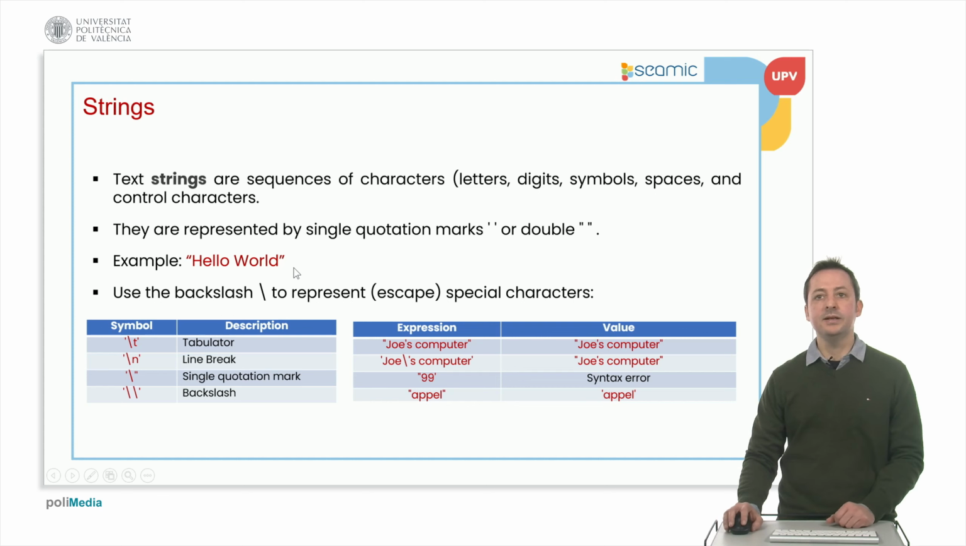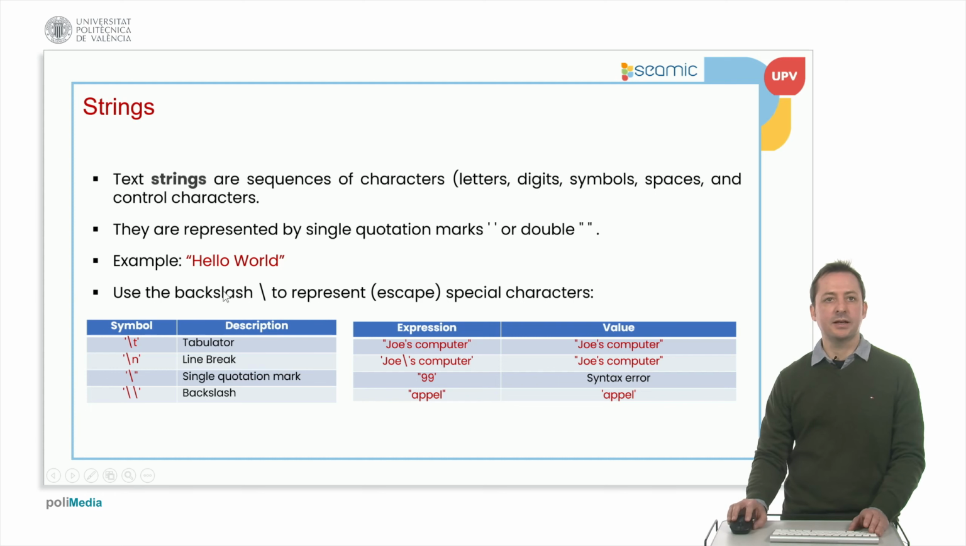In addition, we sometimes need to represent special characters such as a tab, a line break and so on. These are written by using the slash, here with T, for example, for tabulator, a slash N for line break and so on. So these are also special characters that can be put here in the message.